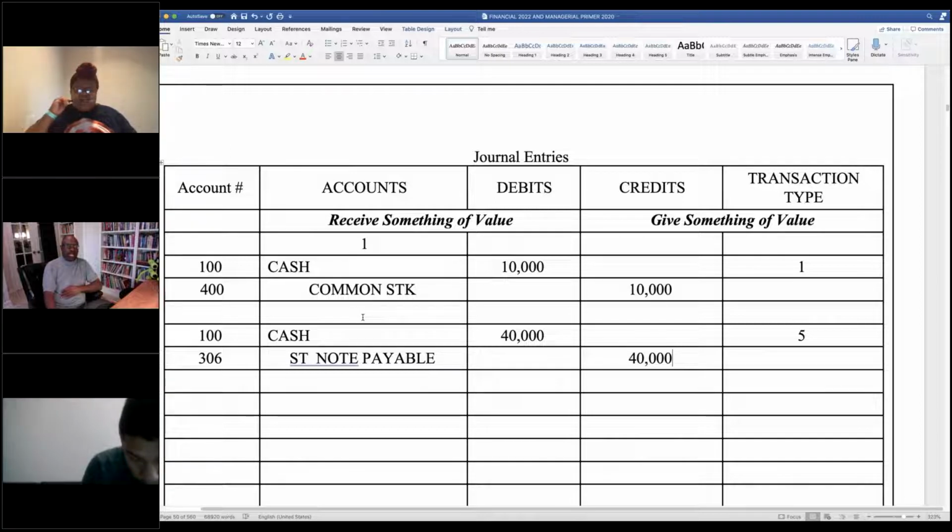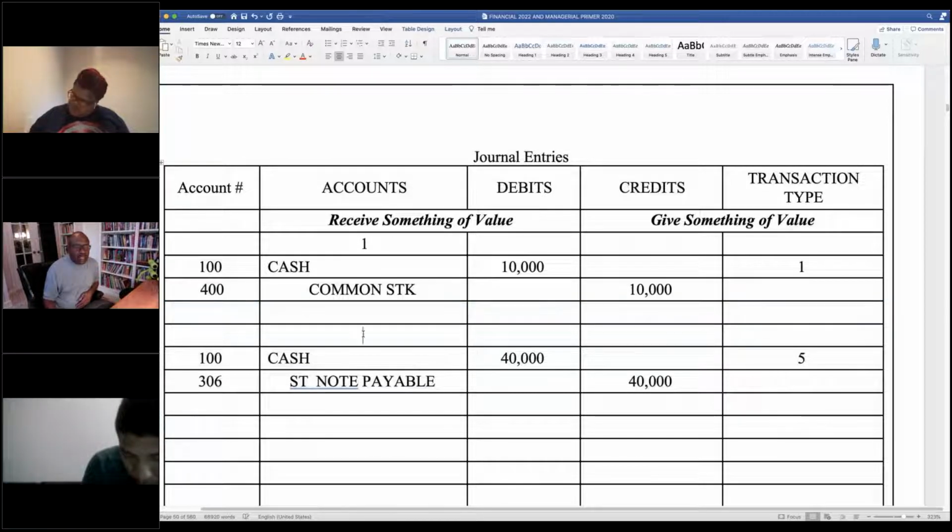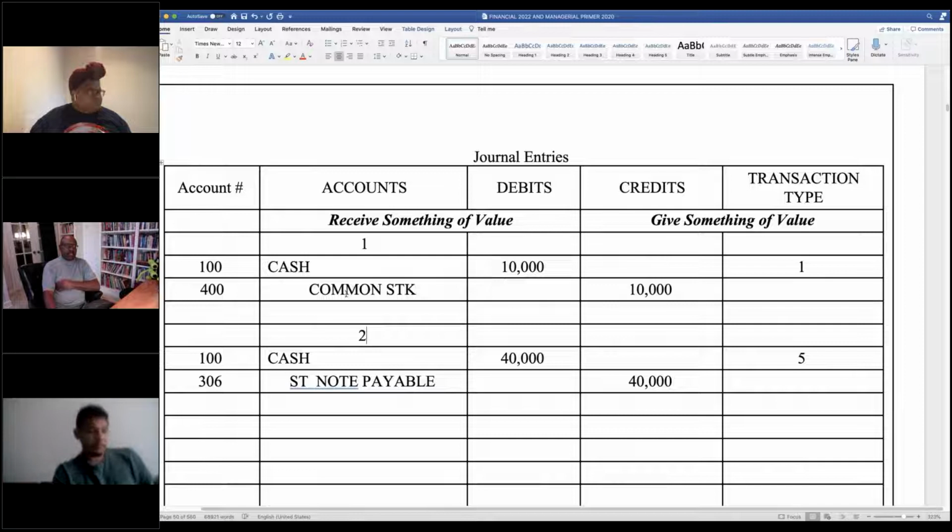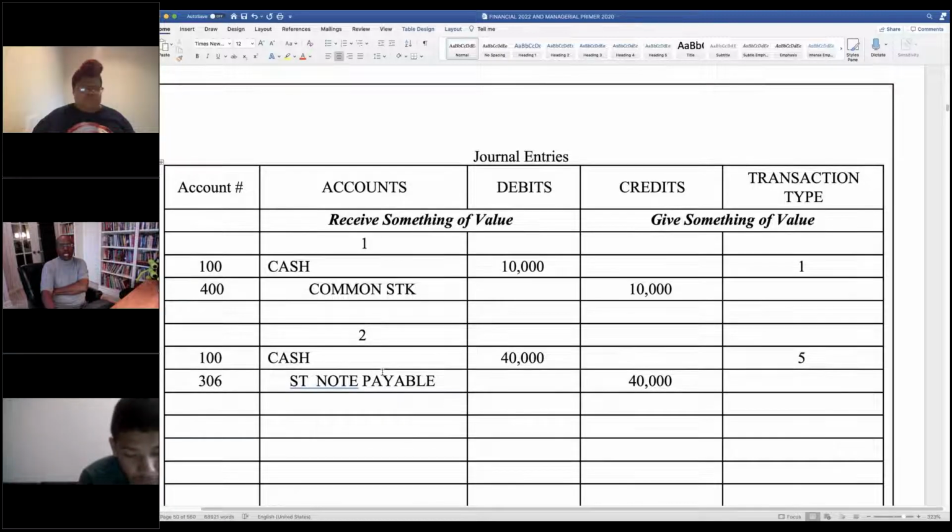Well, we're skipping a line, and I forgot to skip a line here. I forgot to put 2 here for the number. But when you write the account, whatever account is debited goes here, then we indent the credit. So you're always indenting the credit, so you know it's a credit. Okay? So that's how journal entries look.